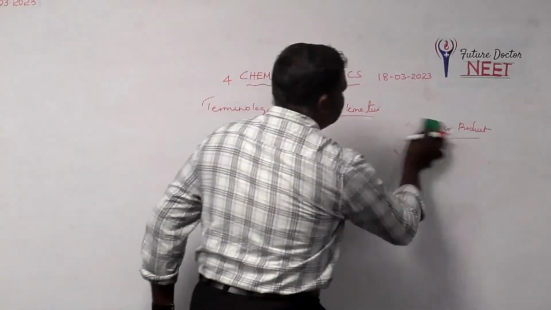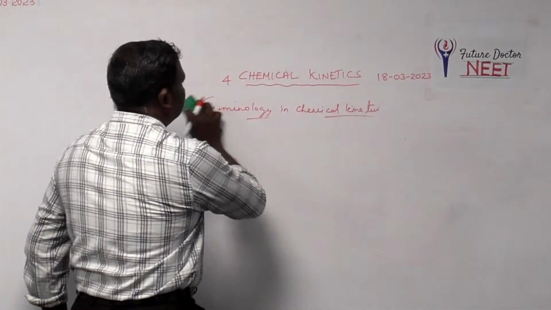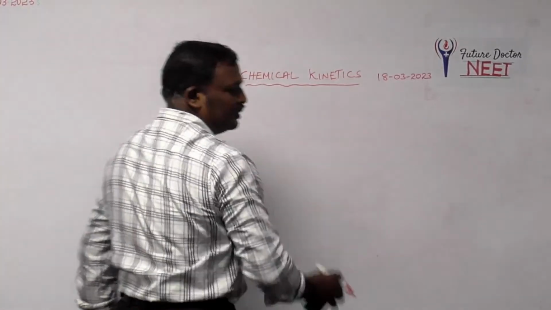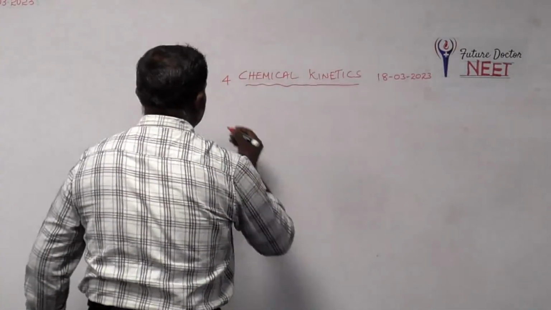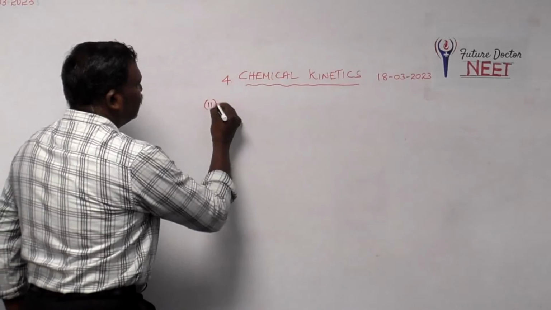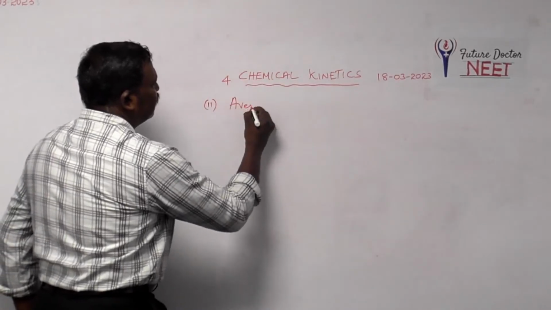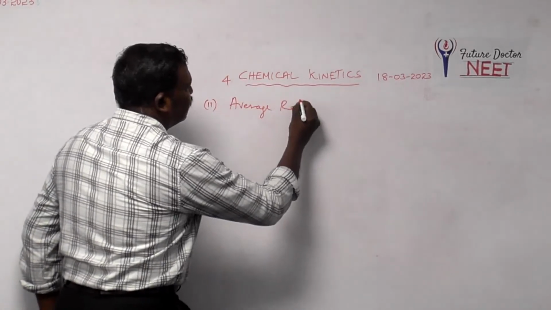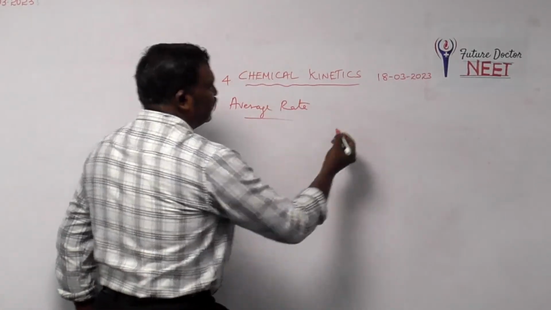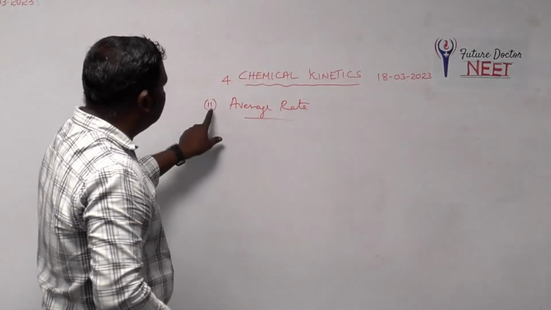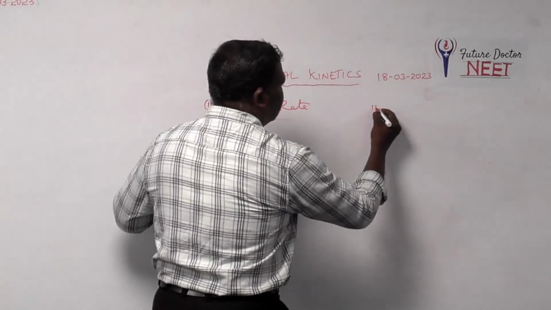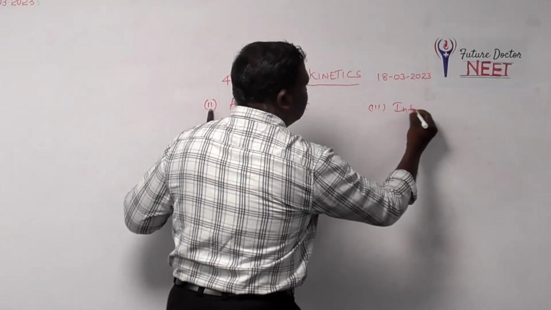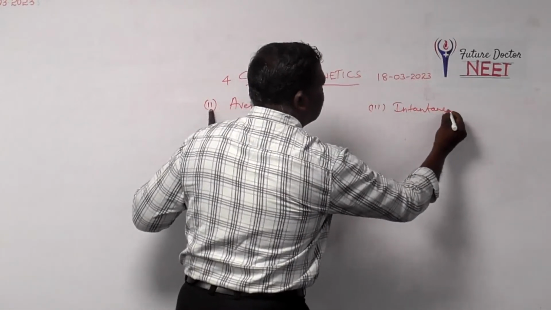What's the next one? Next term is average rate, or average rate. I'm going to teach both the second and third. Instantaneous rate. Okay.